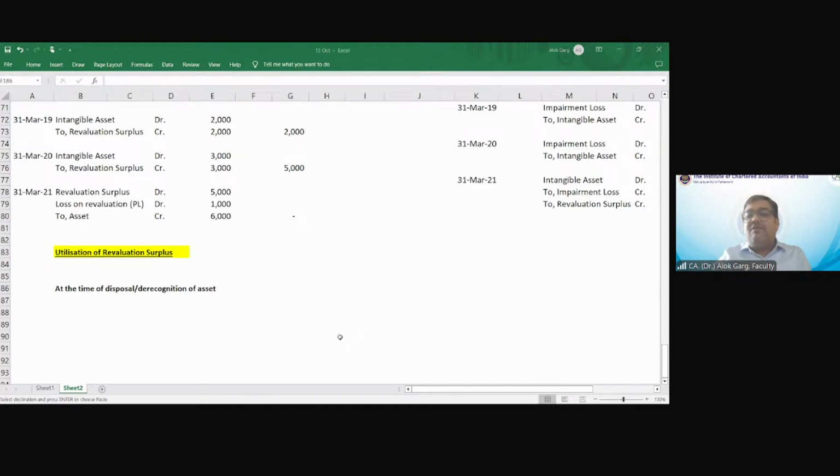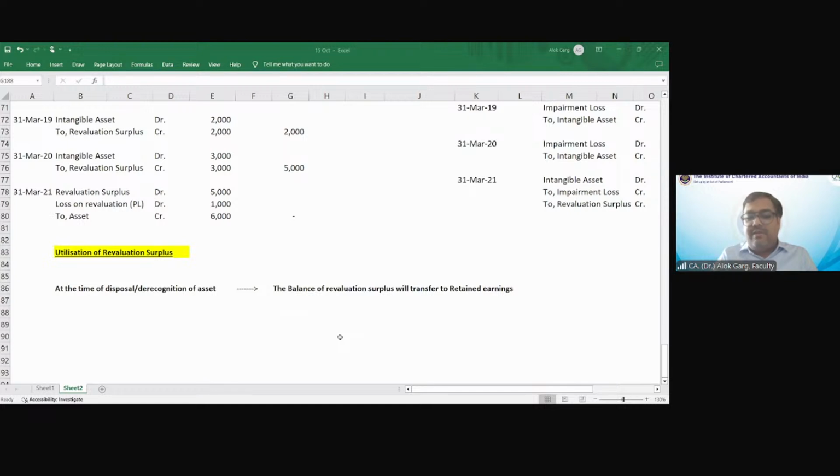Friends, whatever revaluation surplus is sitting in the balance sheet, in the reserves. So let's say a company has done the revaluation of a software. There is a revaluation surplus of 20,000. Now in the next year, the company has sold the software. So where will this revaluation surplus of 20,000 go? It will be transferred to retained earnings. What is the accounting entry?